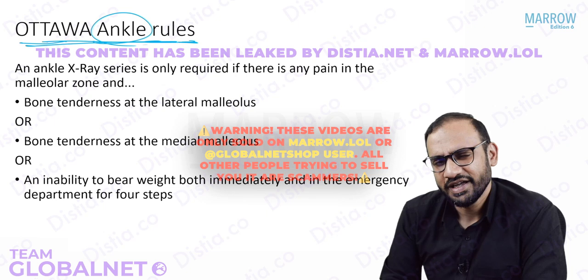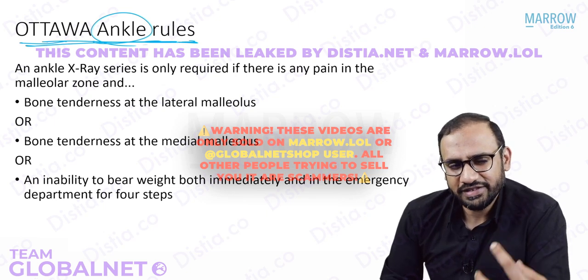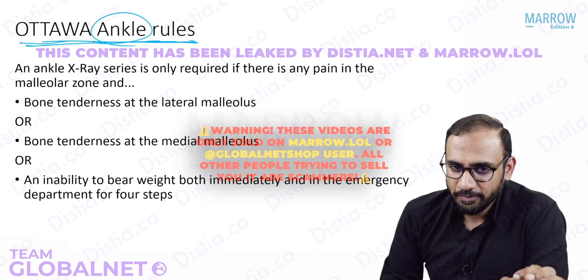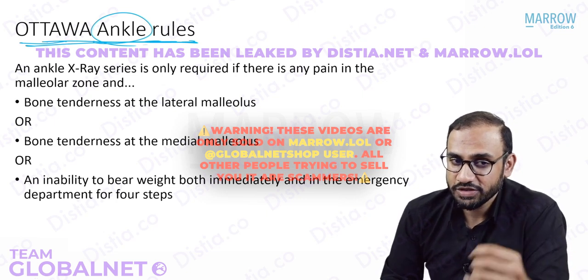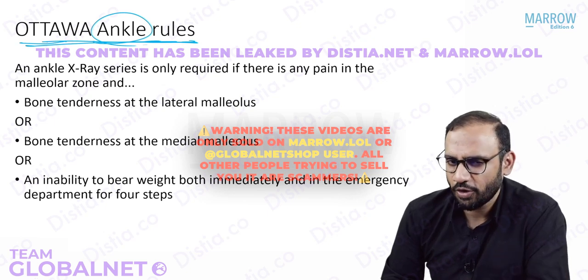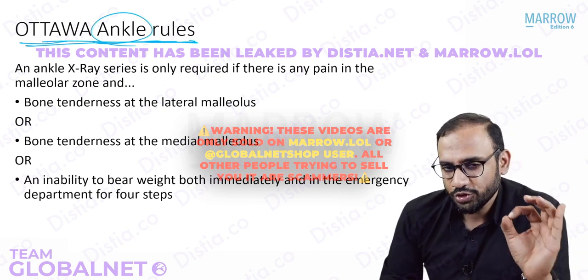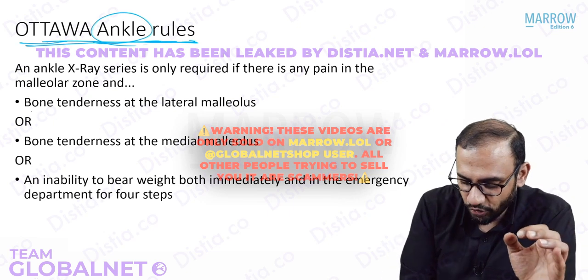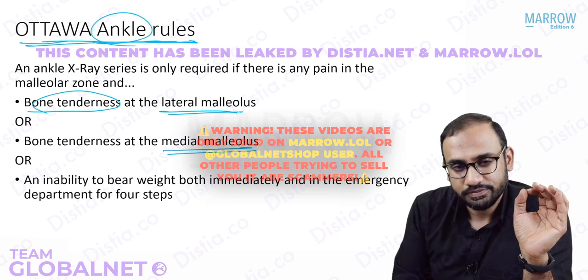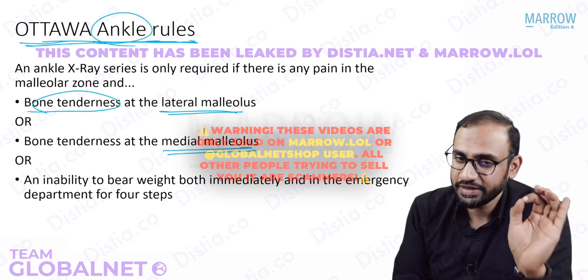What they say is that there is no need to get an x-ray for every ankle injury. There are certain criteria that you should look for in order to get an x-ray, because only then might you be expecting a fracture. Otherwise, it is just an ankle sprain, which is a very common thing. So what are the things that you should look for? Look for bony tenderness, either on the lateral malleolus or medial malleolus. If any one of them is there, get an x-ray.